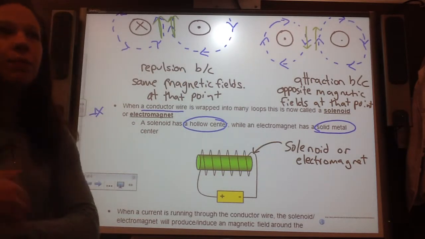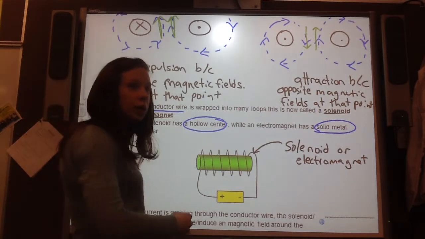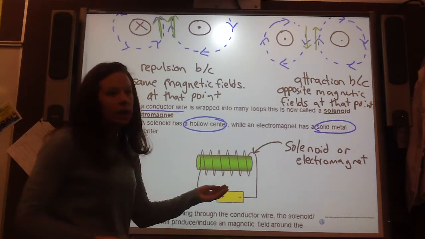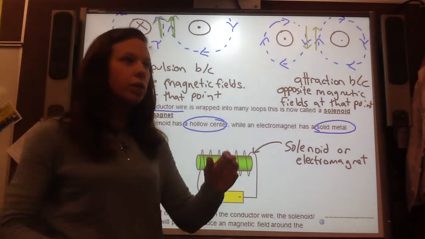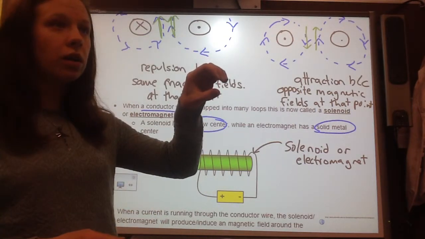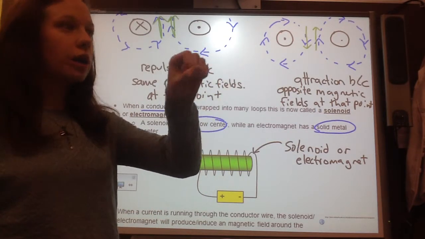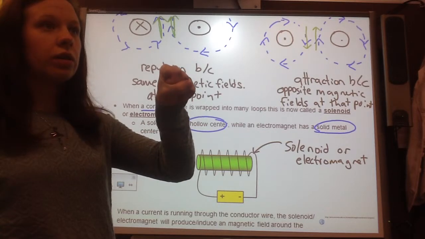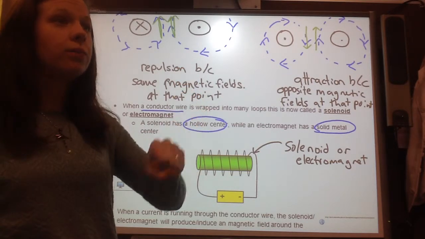So if that could wrap around? Where does it wrap around? Oh, if it's a hollow center, it would just be like a tube of metal. And if it's solid, it would be just a solid cylinder of metal. Yeah.